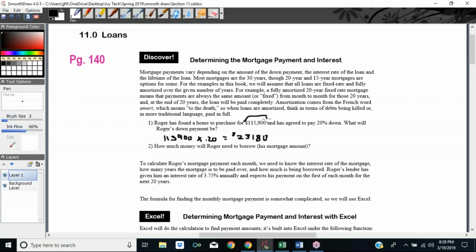So remember, this was the price of the house. He's going to put this much down on it. So the next question is, how much does he need to borrow? How much is the mortgage going to be? So it's going to be $115,900 minus the down payment.